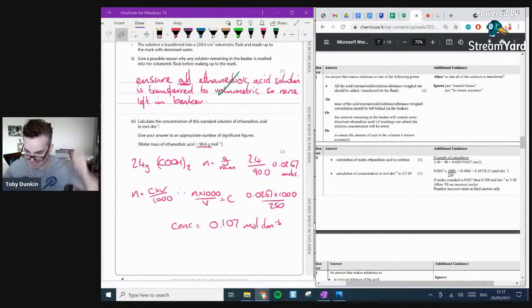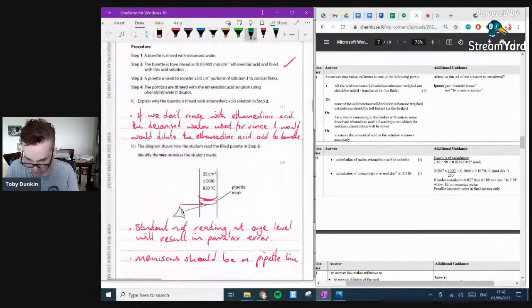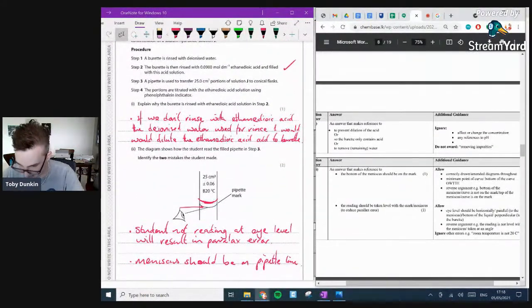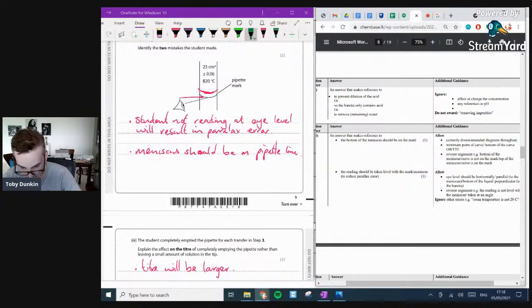Did I get the right answer? 0.107. Yes! So moles of ethanedioic acid, it doesn't matter about the significant figures. Allow moles rounded to 3 sig figs. And 0.107, winner. I'll take it. 2 marks. Next, if we don't rinse, to prevent dilution of the acid. The water would dilute the ethanedioic acid that goes into the burette. Next, mistakes. The bottom of the meniscus should be on the mark. Meniscus should be on the pipette line. Give myself it, but I'm going to put a little note there on the pipette mark. Happy to add that in.